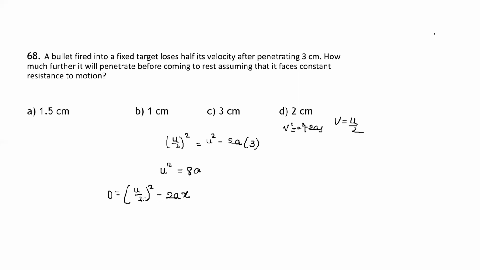So again, simplify. What you can do here, you can write it as u square is equal to 2a into x. So u square value we already know. What is the value of u square? It is 8a and here it is 2a into x. So we need to calculate x itself. Therefore, x is equal to, a will get cancelled, it is 8 divided by 2.